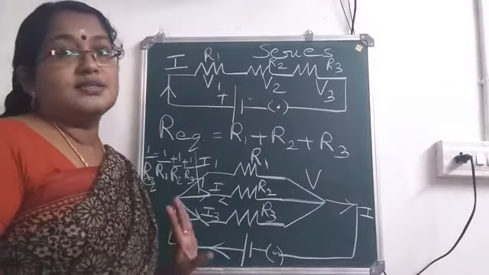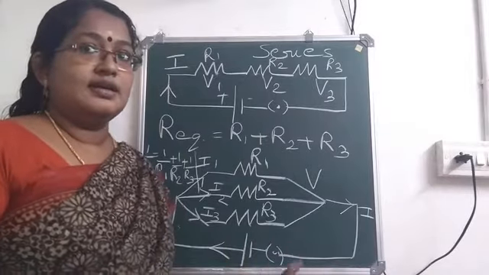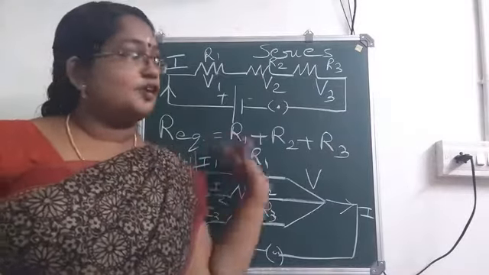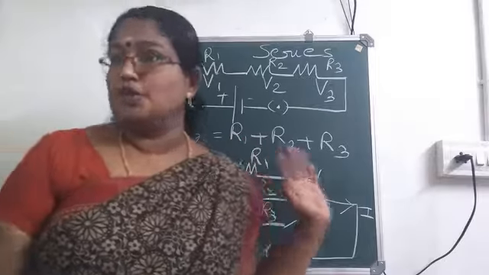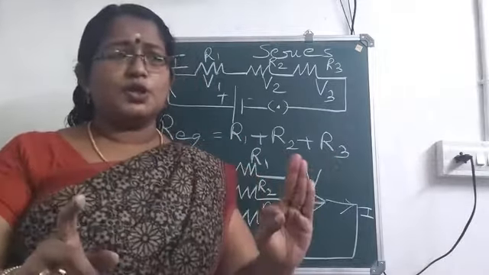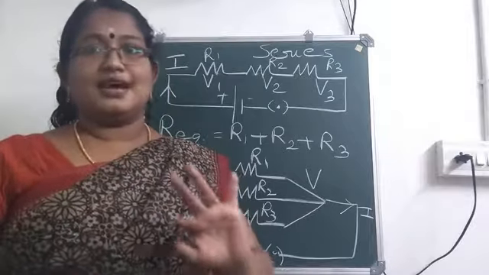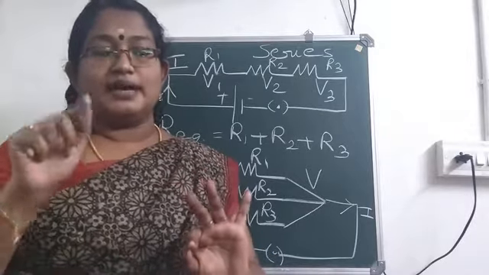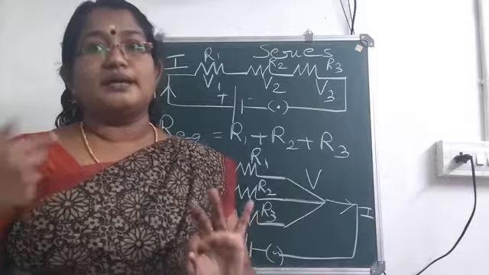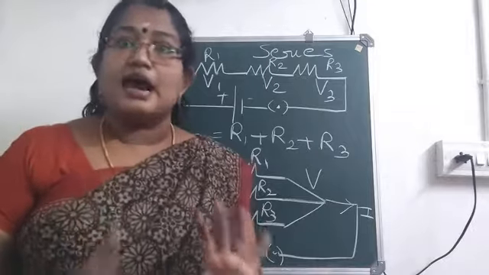Okay. So is it clear till this portion? So you should be thorough with this. Then only we can move to the numericals. Okay. So what all things you have to remember? Series, R1 plus R2 plus R3. If it is parallel, 1 by R equivalent is equal to 1 by R1 plus 1 by R2 plus 1 by R3.